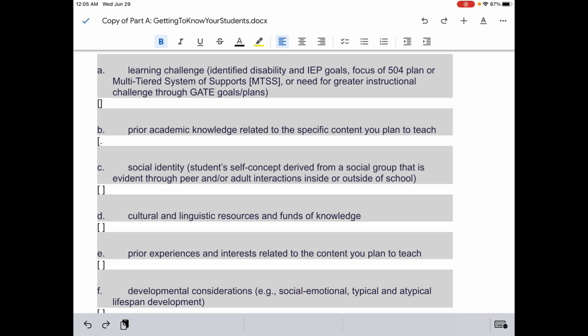Then if we move to part B, prior academic knowledge. This is the same thing. What prior academic knowledge do we have that is going to be beneficial to the student? This section is very similar to the section above for focus student 1.